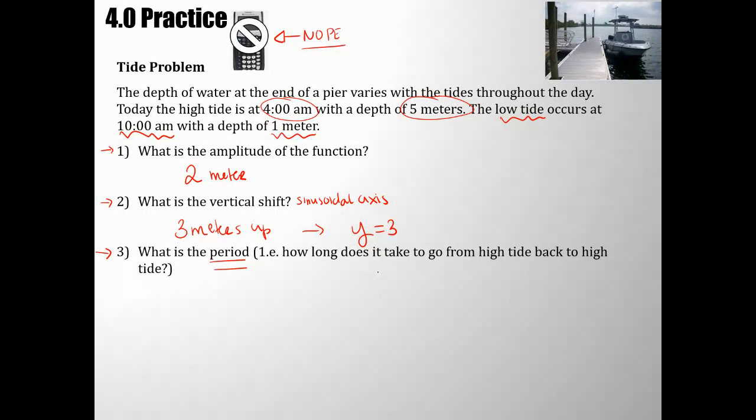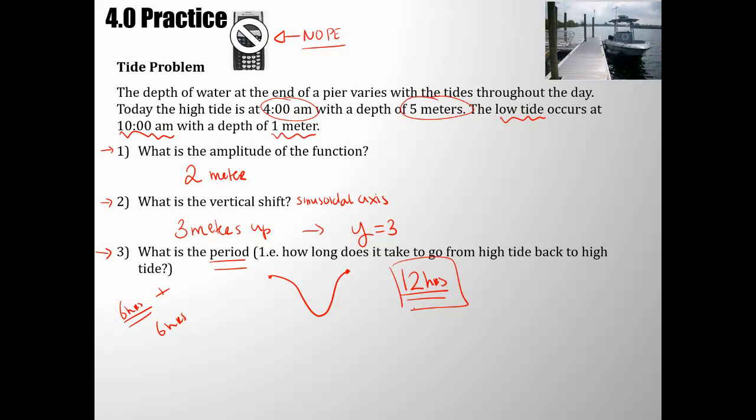Finally, the period, which is explained here, it's how long does it take to go from high tide back to high tide, so that 1 rotation. So I know that high tide happens at 4 a.m., low tide at 10 a.m., so that's 6 hours. So plus another 6 hours to get back there. So the period would be 12 hours long.